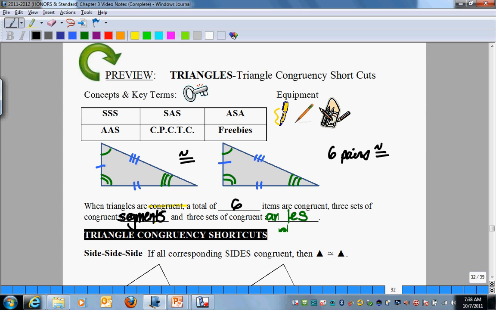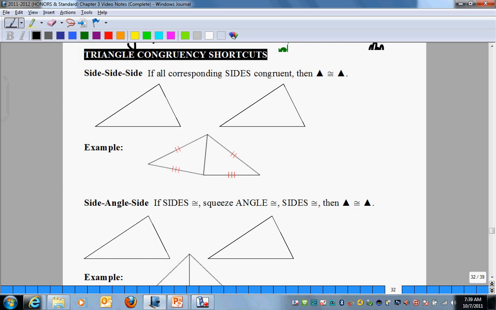What we're going to talk about today are 4 shortcuts. These shortcuts say if you have a minimal of 3 certain pairs of items congruent, then it's going to imply or force all 6 pairs congruent. The 4 shortcuts are: first one is called the side, side, side shortcut.